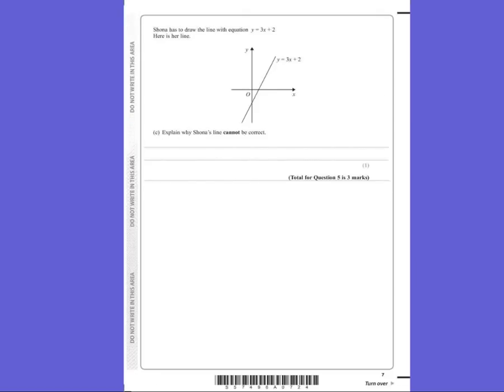Shauna has to draw the line with the equation y equals 3x plus 2, and here's her line. Explain why Shauna's line cannot be correct. Well, we know that y equals mx plus c, where m is the gradient and c is the y-intercept. We can't do anything with the gradient because we don't have any numbers on here, but we do know that the y-intercept should be at plus 2, and it's actually at negative, isn't it? So we need to write the y-intercept should be at plus 2, not negative.